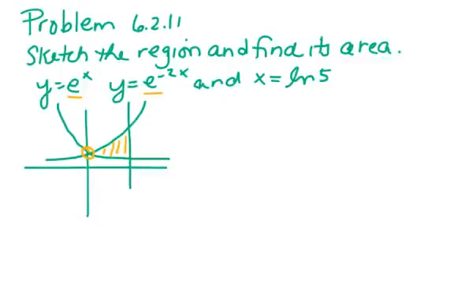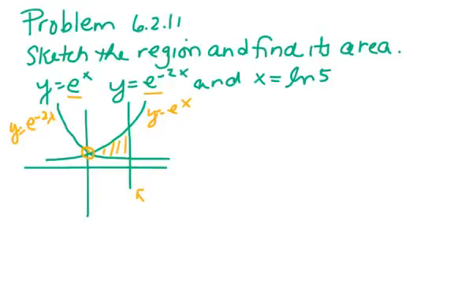So this is problem 6.2.11. We're asked to sketch the region and find its area. The functions that you're given are y equals e to the x, so just the exponential, and then y equals e to the negative 2x, which is a decay on the left-hand side. And the third piece of information, which helps put boundaries on this region, is x equals ln of 5.